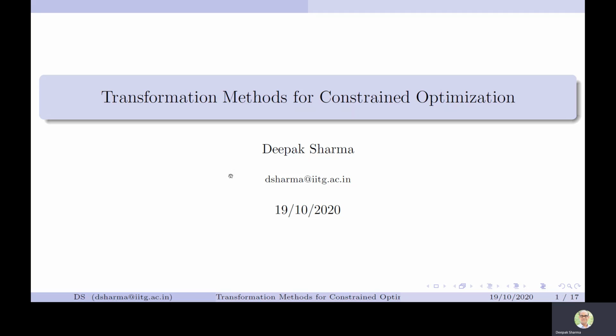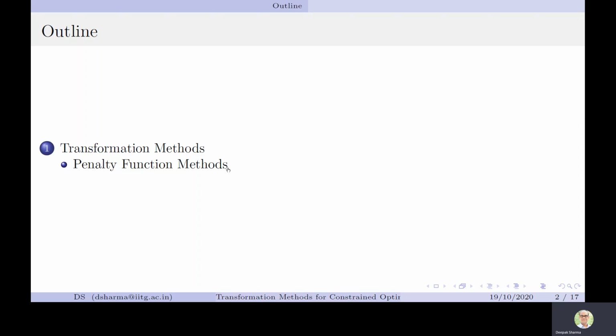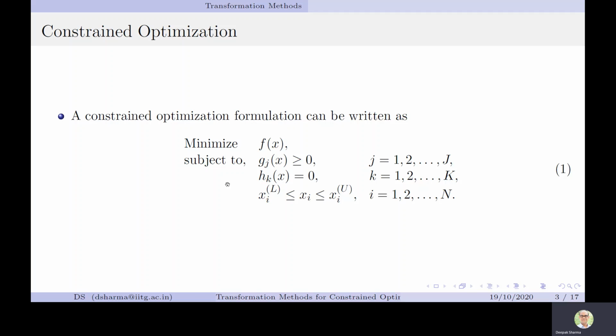In constraint optimization, now we are moving to the transformation methods. In this particular lecture, we will focus on penalty function methods. As we know, a constrained optimization problem can be written as minimization of the function f(x) subject to inequality constraints of greater than or equal to type, equality constraints, and variable bounds.